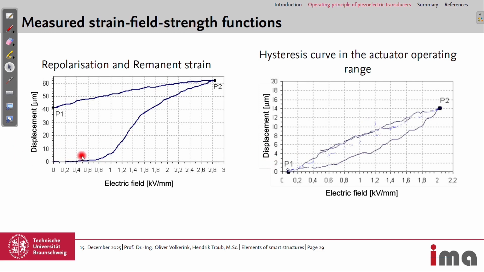So this is the polarization or repolarization, and we start with no displacement and no electric field. Then we apply the electric field above 2 kilovolts per millimeter and remove it again. Then we have the piezoceramic polarized, and we have this remanent displacement. And from this point on, we use this hysteresis, and there we won't go higher than 2 kilovolts to not change the polarization. Does this answer?